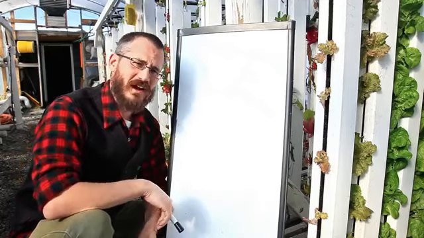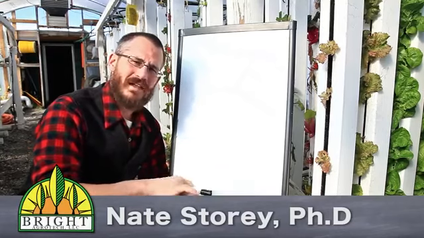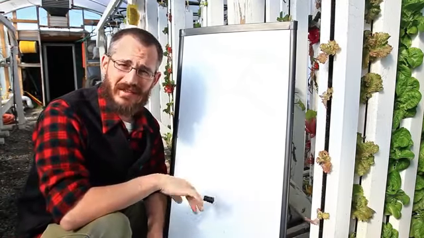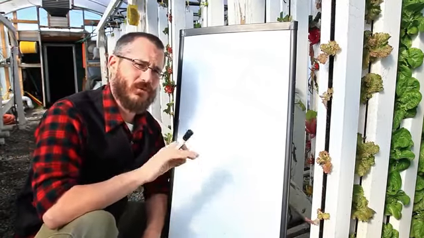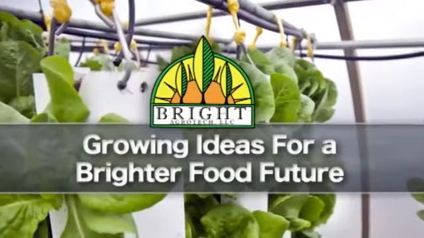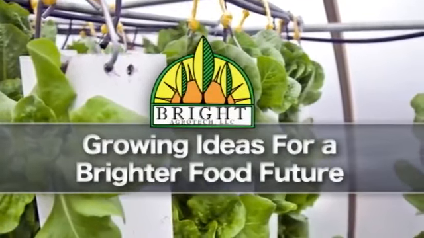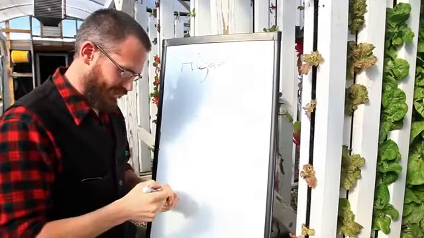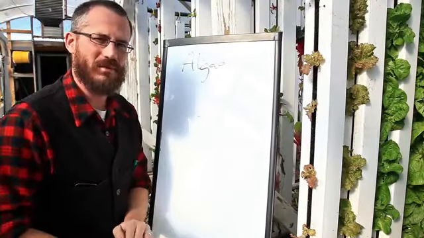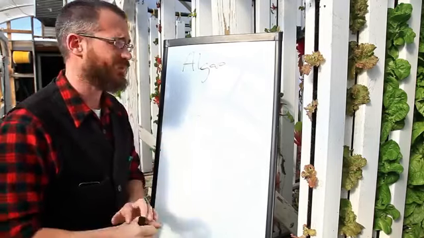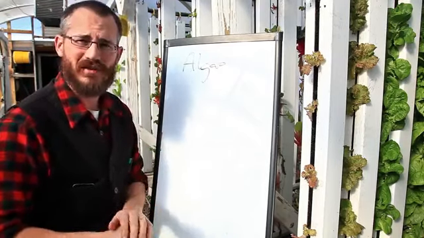So this morning we're going to talk about algae and why it's consistently a problem for beginning systems and older systems and what you can do to manage it. Algae is a really interesting problem in aquaponic systems because it's an essential part of the ecology.